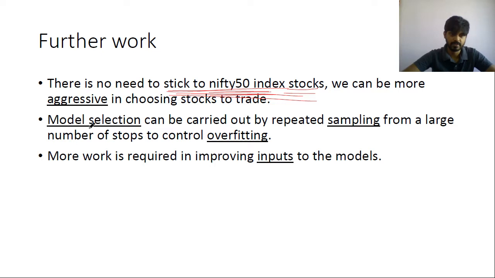Also, one more thing I realized is doing the model selection, I just chose 5 stocks and base my model on that. But I think it would be better to have a large pool of stocks, do some repeated sampling, and then figure out your final model. And this would naturally control overfitting because I would see quite a big range of stocks and performance to kind of make a final decision.